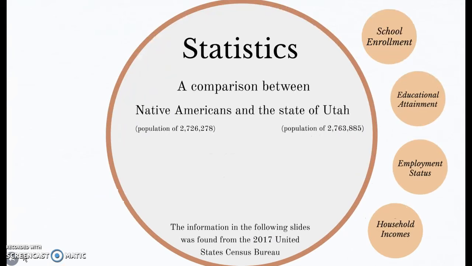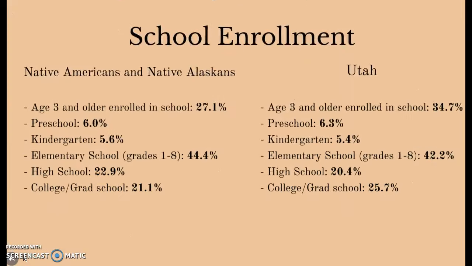We will be analyzing two different populations for the sake of clarity and understanding. All of the information seen in this section was found in the 2017 United States Census Bureau. The two different populations we will be analyzing are the Native Americans and the state of Utah. We will start with school enrollment.